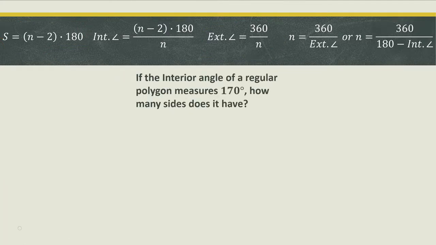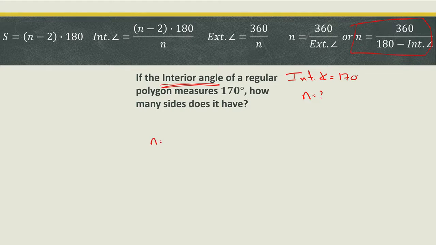Okay. Last set of problems. So this problem says if the interior angle, so here they're telling us that one interior angle measures 170 degrees. How many sides, so they're looking for n, does the polygon have? So in this case, because we're looking for n and they're giving us the measurement of one interior angle, we're going to go ahead and use this last equation here.